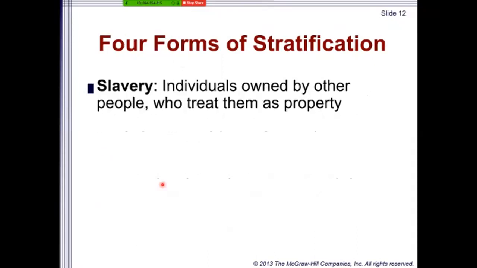Okay? Right. There are four forms of stratification. Number one is slavery. There is also modern slavery, yeah. So slavery is considered to be an open system or a closed system. What do you think? Okay, it is a closed system, right? Now, what does closed system mean? A closed system does not encourage social mobility. That means people cannot go up and down the ladder as they please. So slavery is a closed system.